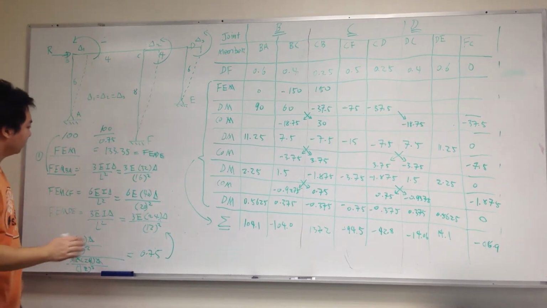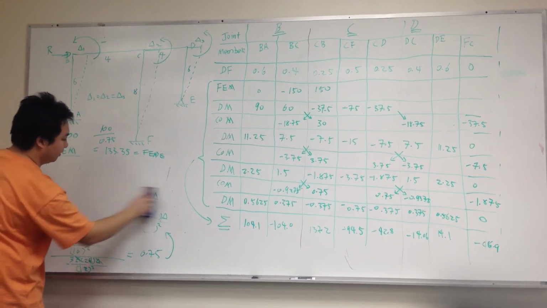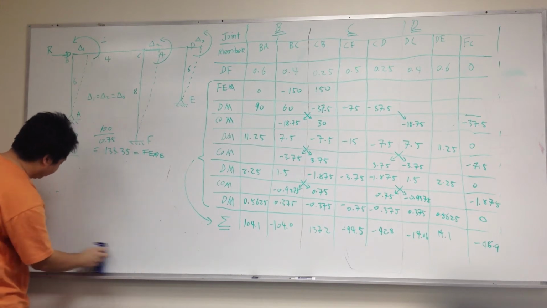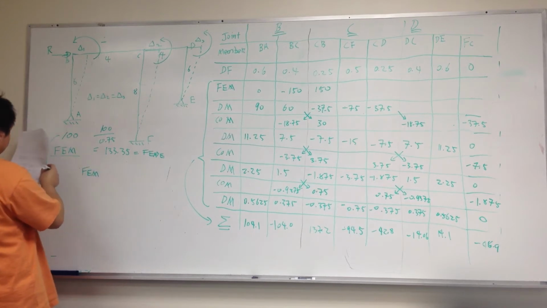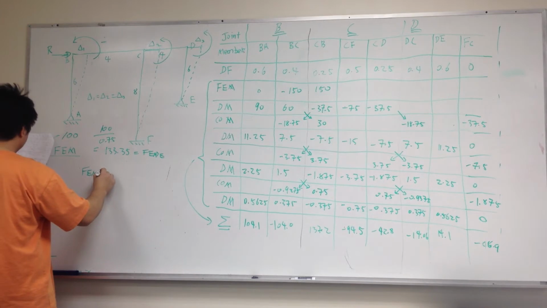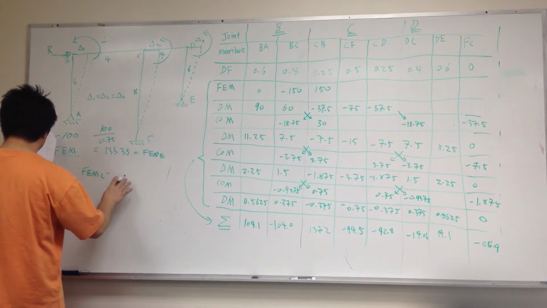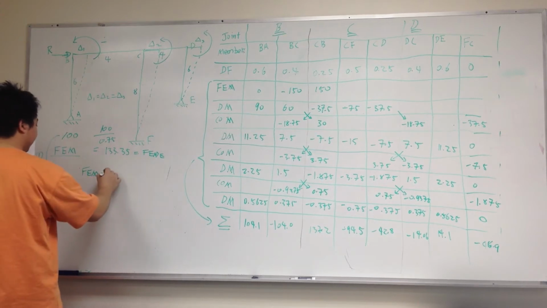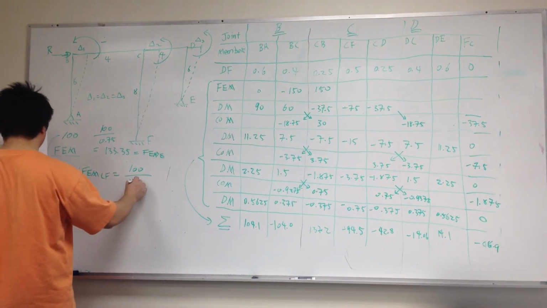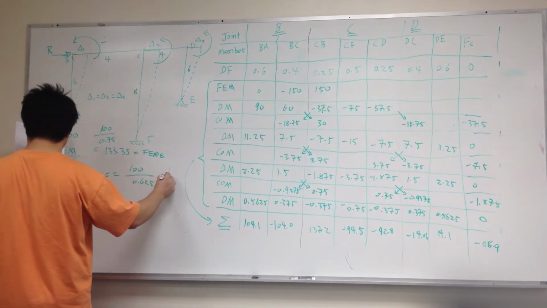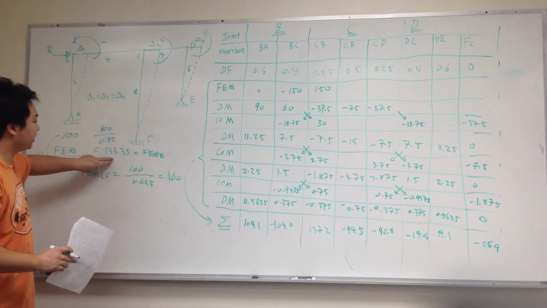Let's finish the other one too. And for fixed end moment CF, you're going to take 100 divided by the ratio for CF, which is 0.625, and you're going to have 160. This is just a value.